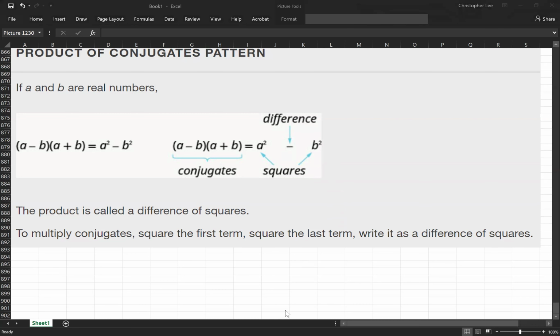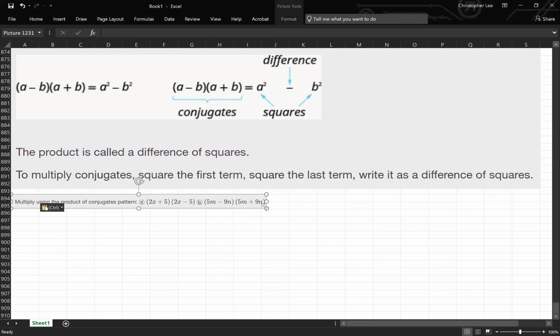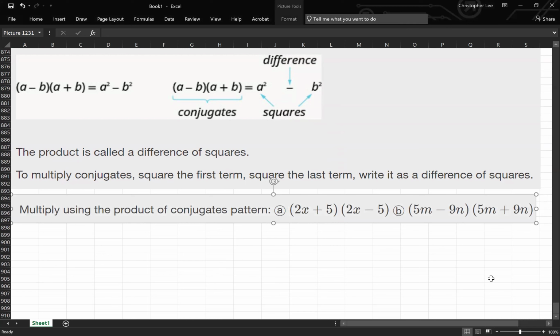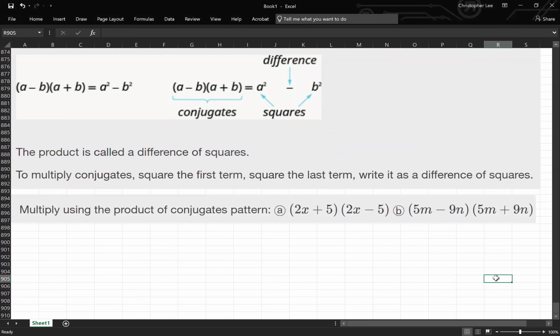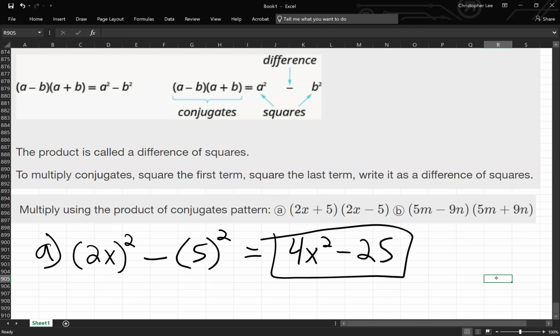For example, in this example, I have 2x plus 5 times 2x minus 5. Let's look at A. Very simply, I'm going to use the pattern. It's going to be the 2x squared minus the 5 squared. That's the answer. So 4x squared minus 25. That's how you use the pattern to get it.